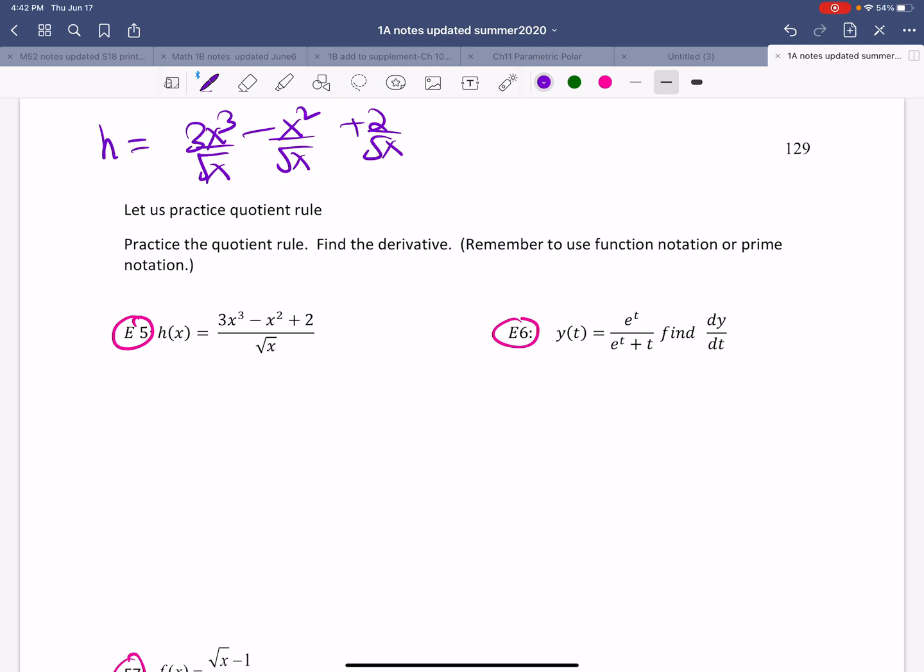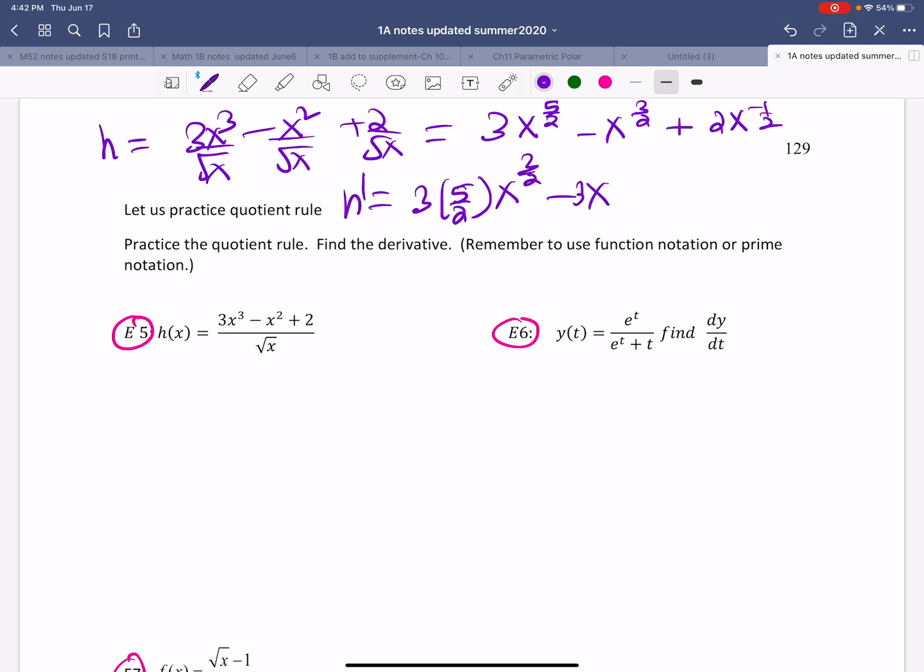And this is your h function, which is 3x to the power 3 minus half. That would be x to the power 5 halves minus x to the power 2 minus half. That would be 3 halves plus 2x to the power negative 1 half. Now we can do the h prime by finding the derivative of individual pieces. 3 times 5 over 2 x to the power 5 halves minus 1, which is going to be 3 halves, minus x. 3 halves x to the power 3 half minus 1 is 1 half, minus 2 times a half x to the power negative 1 half minus 1 is negative 3 halves. And then you can simplify from there.